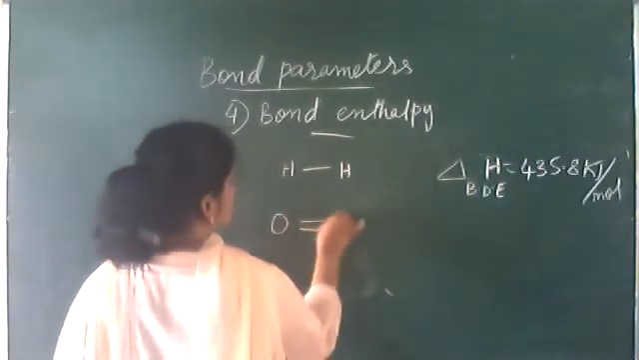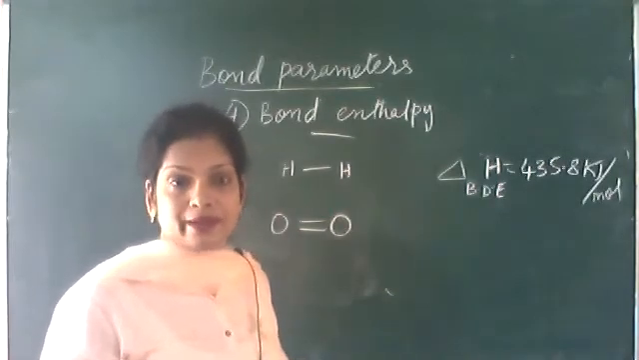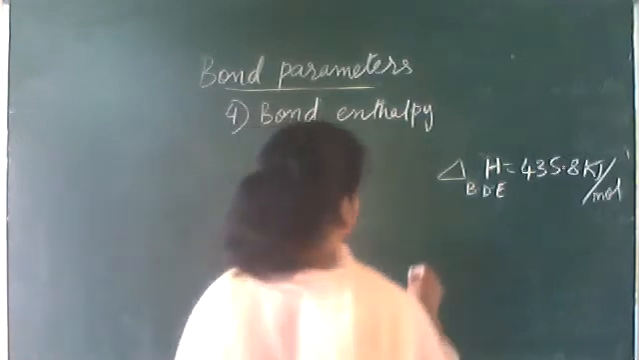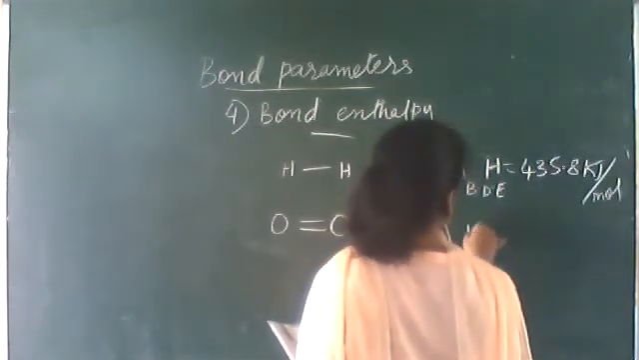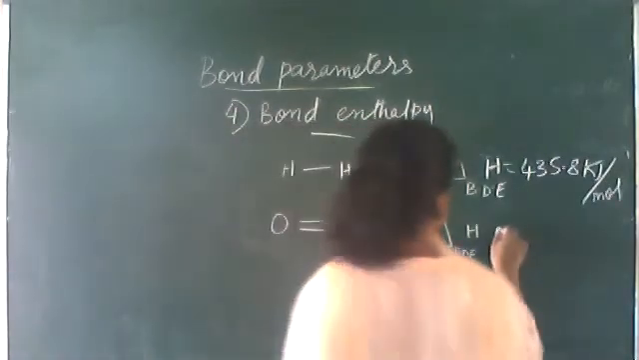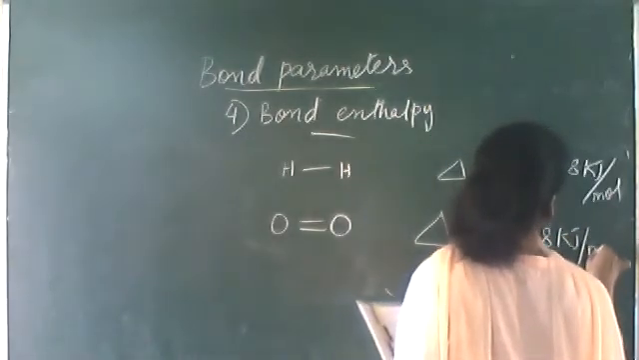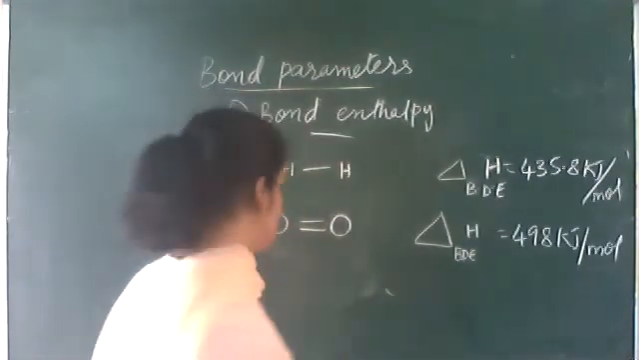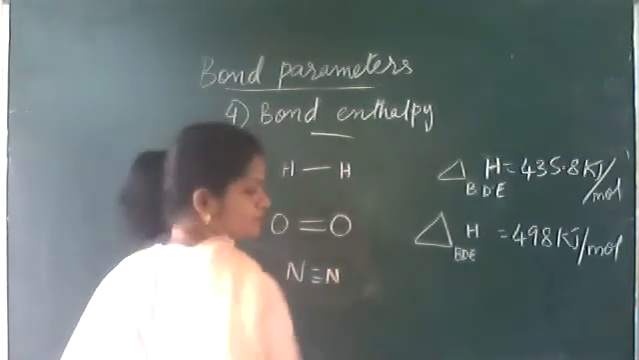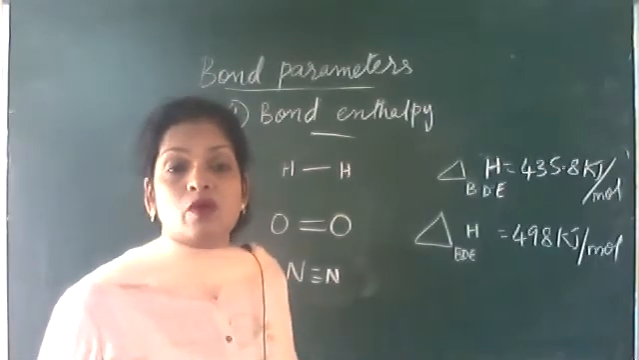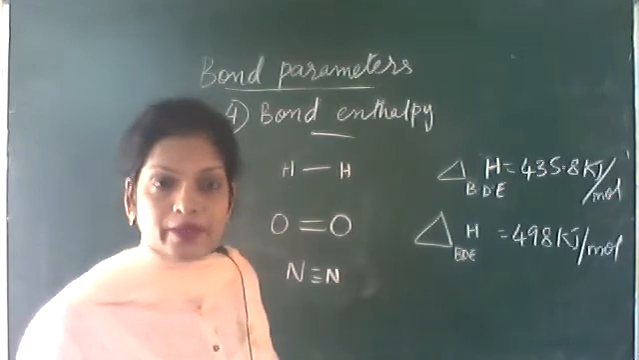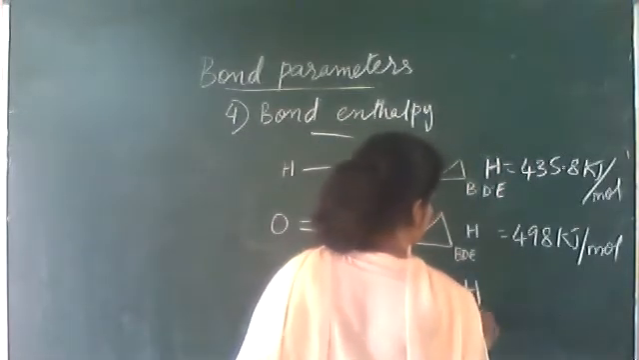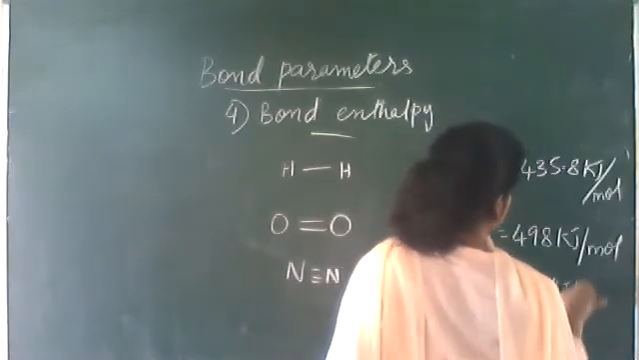If it is a double bond, to break this double attraction we have to spend more energy, so that amount of energy will be greater than for a single bond. So the bond dissociation enthalpy of a double bond is 498 kilojoules per mole. Now, if it is a triple bond, that is N triple bond N, more energy is required to break this triple attraction. So the bond dissociation enthalpy here is 946 kilojoules per mole.